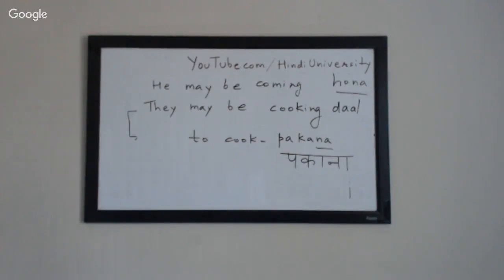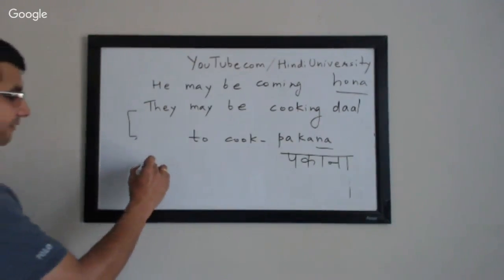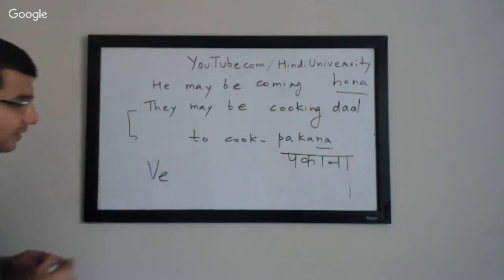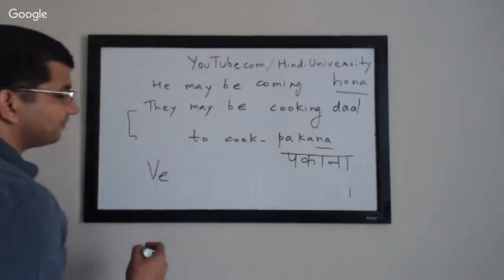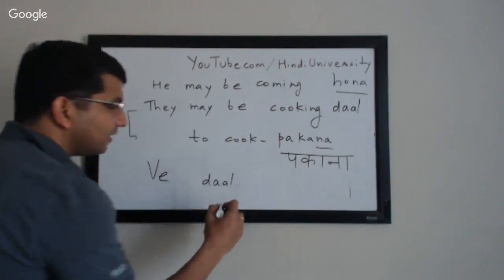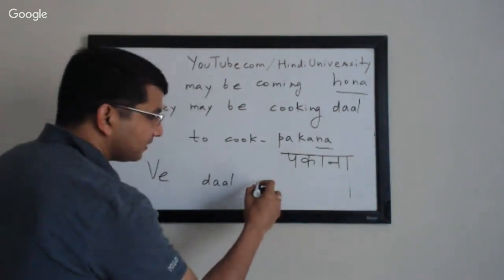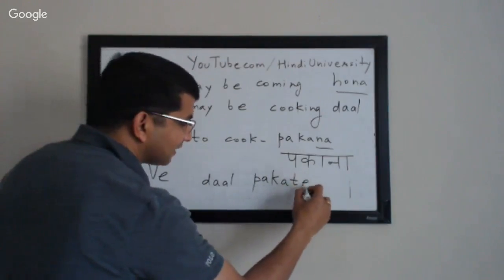All right, so I'll give you the answer. As you know, the pronoun remains the same. It's basically they, which is basically ve. Why don't I ask Anish ji, you want to give it a try? How do you say that? You have to unmute yourself. Ve dal pakate honge. Okay, very good. So you said ve dal, and then what is the word? Pakate. How did you come up with pakate?